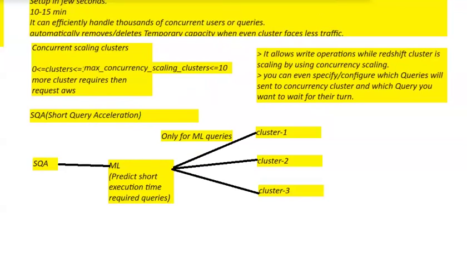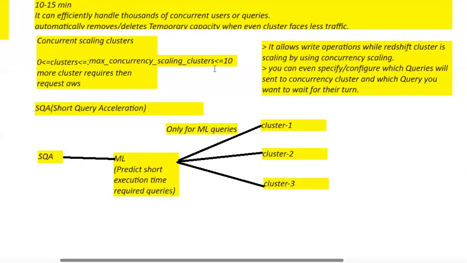So let's see from the console how we can enable concurrency scaling clusters. Before enabling this concurrency scaling, we need to note one point: we need to set the max concurrency scaling clusters. In order to scale concurrently, we need to provide the number of clusters that the concurrency scaling will use, right? So first we need to specify this.